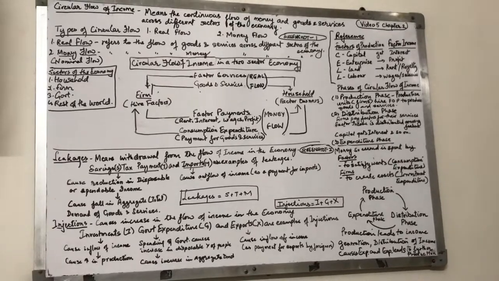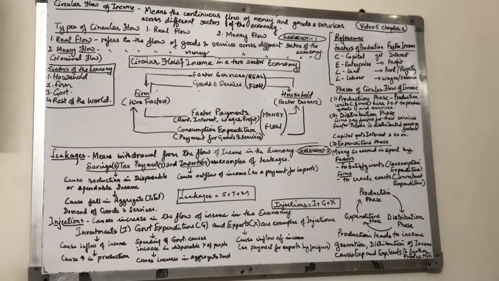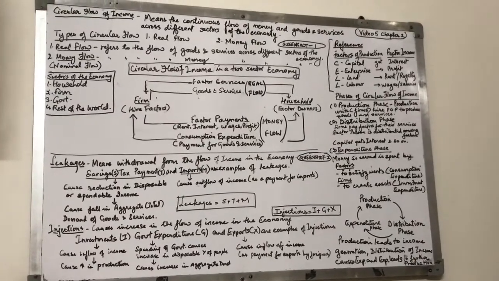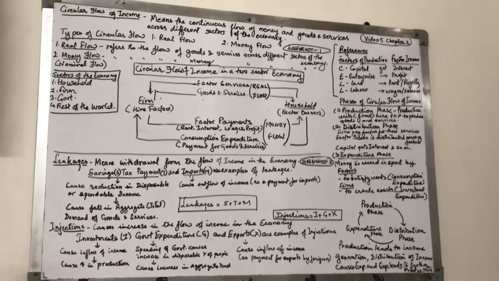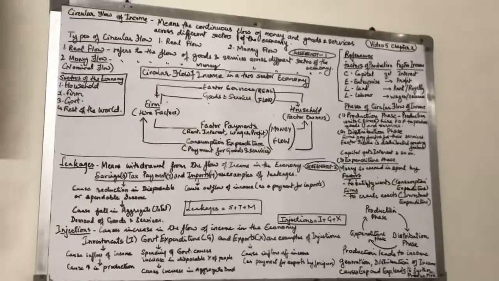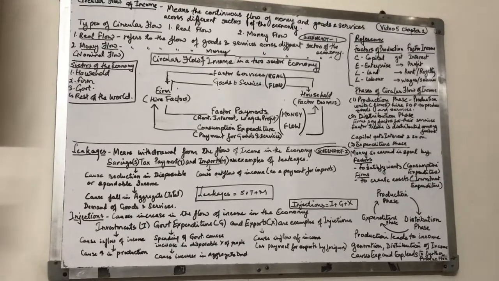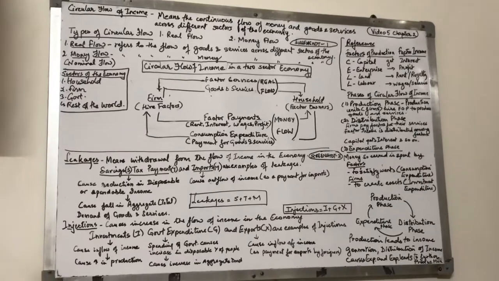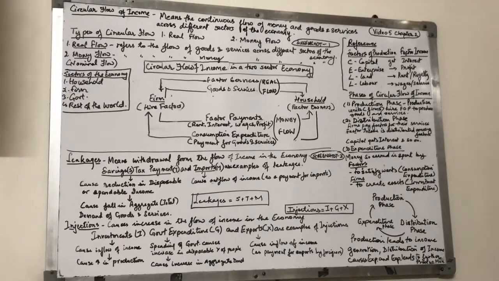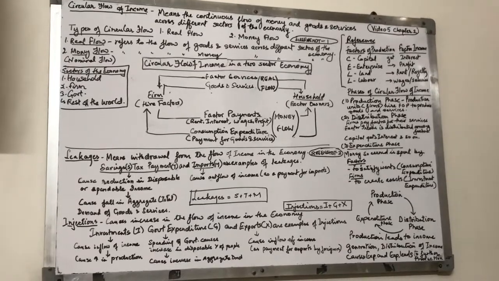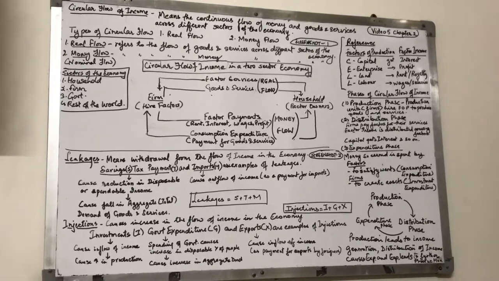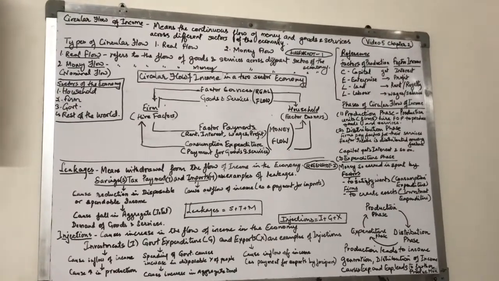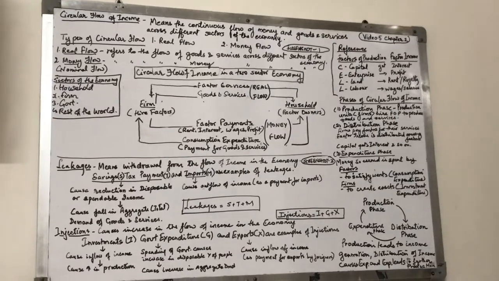Circular flow of income means the continuous flow of goods and services across different sectors of the economy. Here I want to mention the different sectors of the economy are household, firm, government and rest of the world. Coming again to the definition, when goods and services and money flow from household to firm or from firm to household, they are in a circular flow. Eventually, there is a circular flow of goods and services and money in the economy.